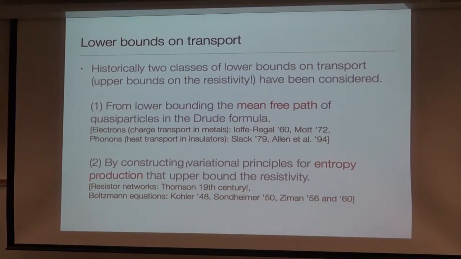The second set of bounds, actually this is even older, they go back to Thomson in the 19th century, is the idea of constructing a variational principle for entropy production that upper bounds the resistivity. As you know, the work that you do to push a current through the system, close to equilibrium, is related to the entropy production. So that's the resistivity times the current squared.